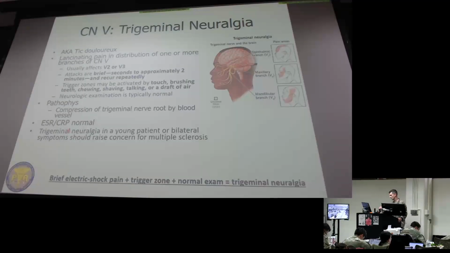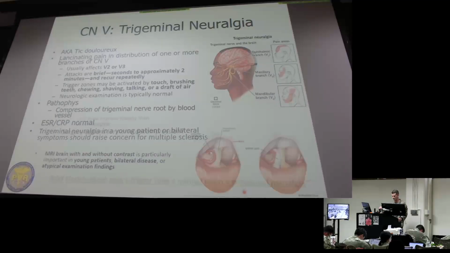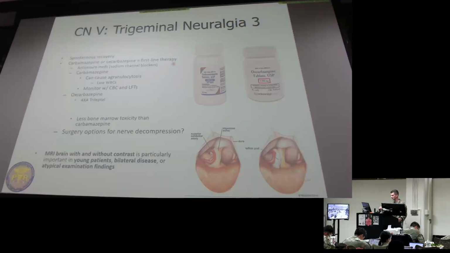No. So it's that brief electric shock-like pain. It happens in a trigger zone. Normal exam, I think trigeminal neuralgia. I've seen a lot of younger people be affected by this, and it can be pretty disabling. It's not nice when your face just randomly turns to fire every once in a while. Some people recover spontaneously, like the acute episodes, you don't have to take Tylenol or naproxen to deal with it. Sometimes you can end up in the ER if you have a prolonged period.